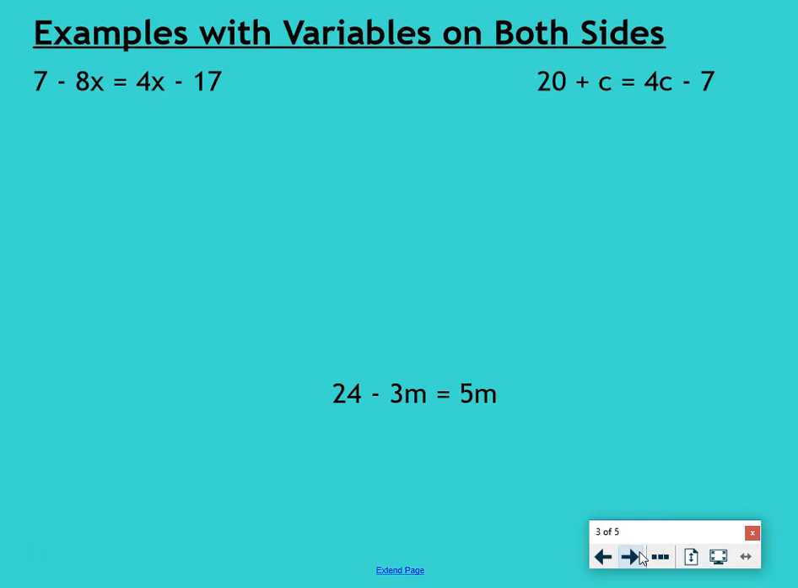Examples. So, we look first, distribute. We don't have any distribution, no parentheses, so we move to get variables to one side. You look, now we have an x over here, and we have an x over here. We need to get the x's together. So, to do that, we need to move one of the x's by undoing it.